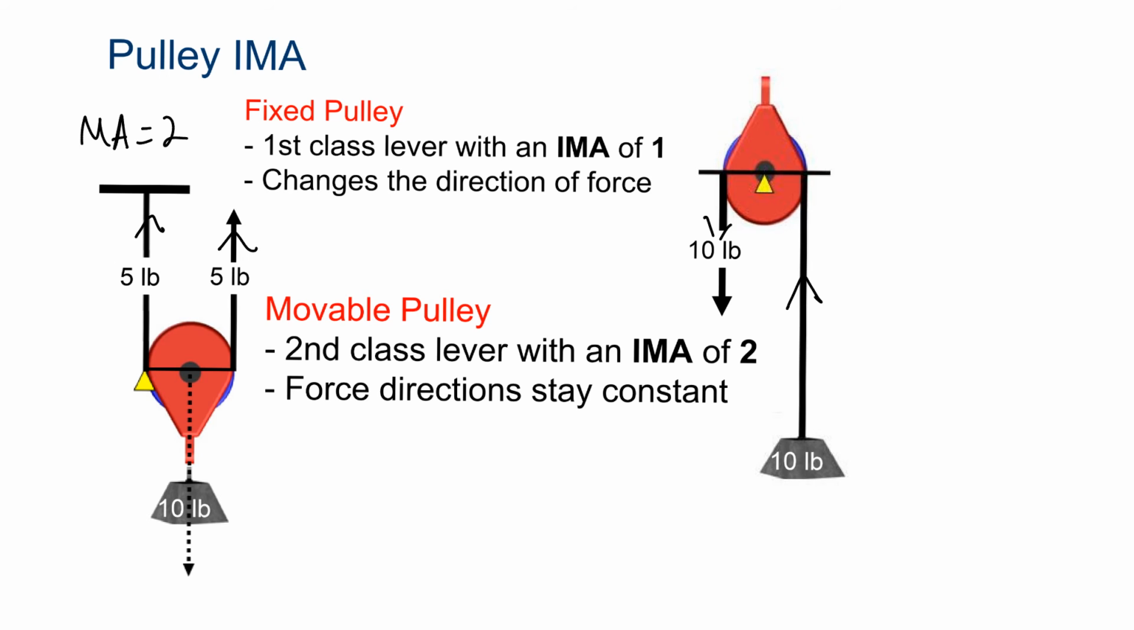So if you have a pulley shape like this, you can lift a 10-pound weight with a 5-pound force. This one, you have to use a 10-pound force to lift a 10-pound weight. Anybody have any questions over that? All right, and we'll talk a little bit more about that later on.